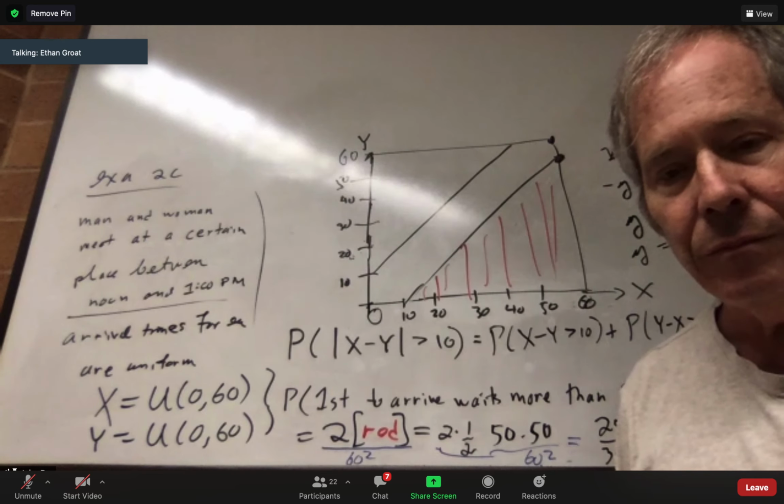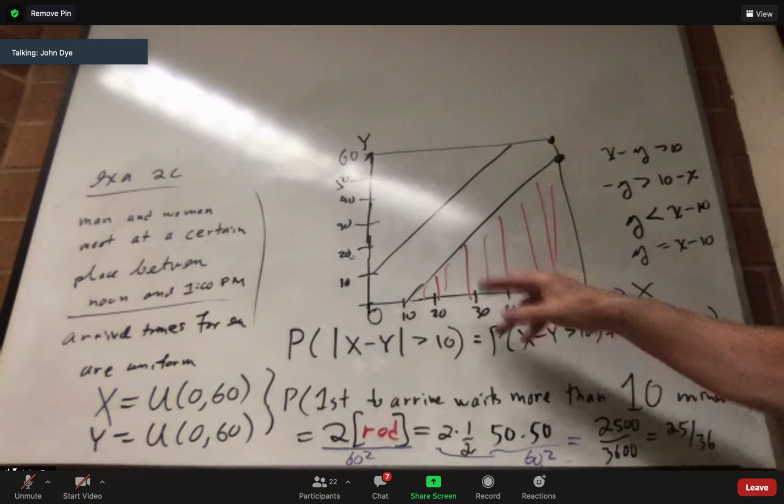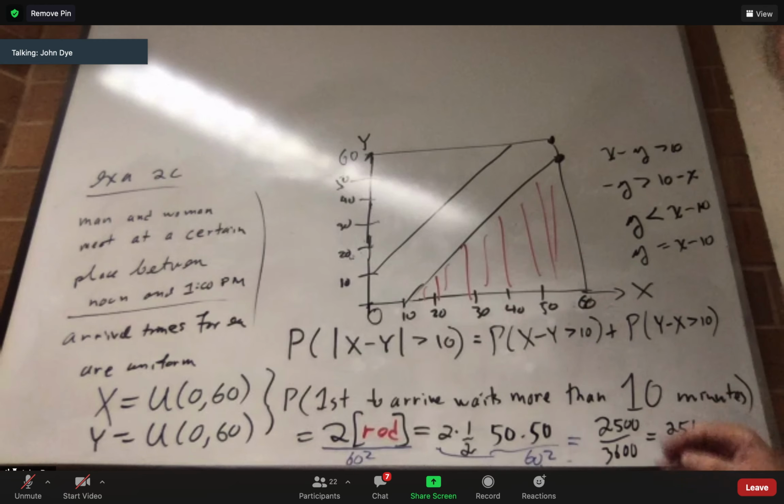That's really interesting. It's just 50 over 60, and that 50 minutes is 60 minus 10. So I bet if it were 20, the probability of them being more than 20 minutes apart, then it would have been 1600 over 3600. There's a pattern. Well, don't forget the 2, but anyhow, with the half multiplied by the 2. Okay. Yeah. What is this as a percentage?